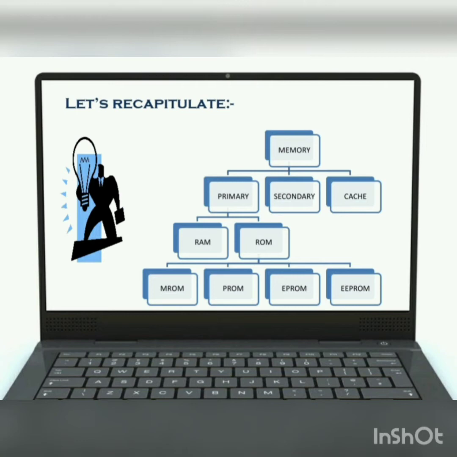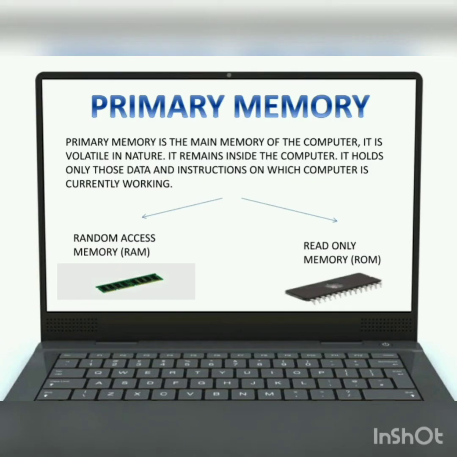Today in our class we will read about secondary memory and cache memory. Okay, but first of all let's revise what is a primary memory. Primary memory is the main memory of the computer. It is volatile in nature. Let's revise what is volatile. Volatile means when you switch off your computer, the current data that you are working upon gets lost if you do not save that. It remains inside the computer. It holds only those data and instructions on which the computer is currently working. So there are two types of primary memory. One is RAM and another one is ROM.